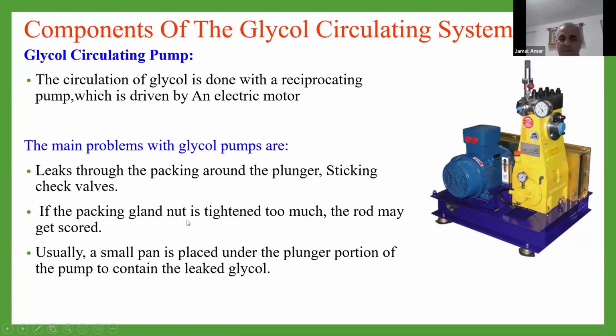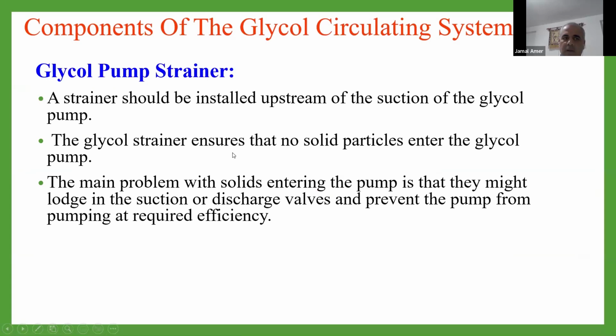Also, we have packing nuts. Sometimes leakage happens around the packing, and if this packing is too tight, the rod may get scored. Strainer: always in the suction line, we have to install a strainer. Any particles we have to remove from the glycol, because any particle could be the reason for foaming in the contactor.